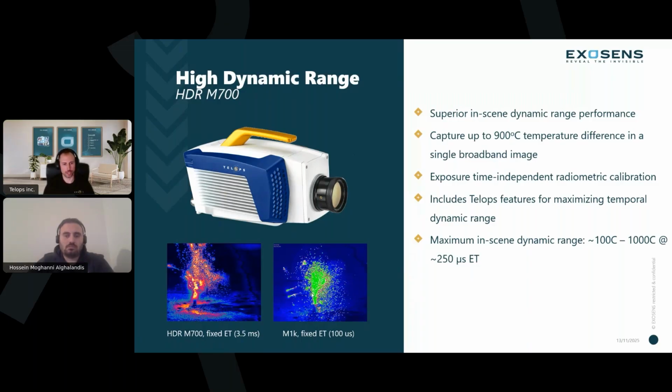And these two images down here on the right are of a firework, and we're able to see there's a pretty drastic difference between the dynamic range of the HDRM 700 and maybe more of a typical midwave camera. We're able to see a lot more distinct features. We've even seen greater than 900 degrees Celsius temperature difference in a single image as well. I think we've seen up to 1,000 before.